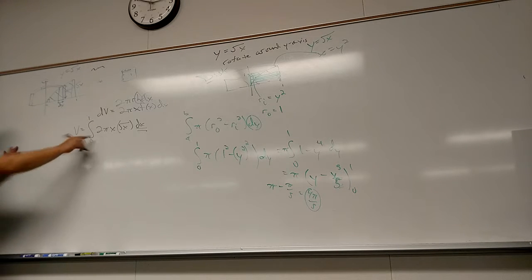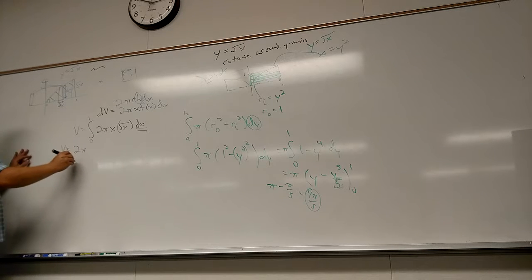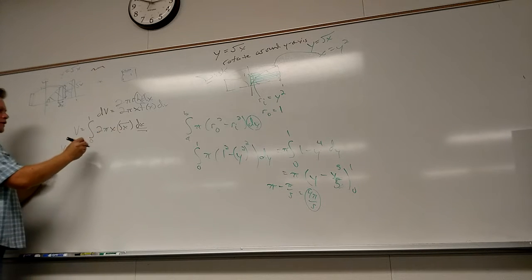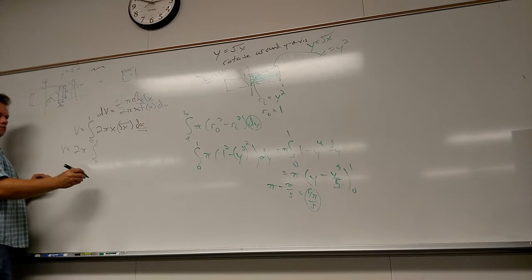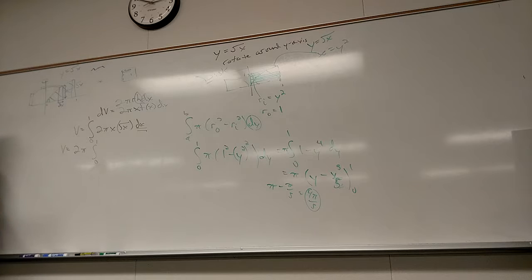So then what do you get? I can take the 2 pi out. What is x times square root of x? What's a better way to write that? Yeah, x times x to the 1/2 becomes x to the 3/2.